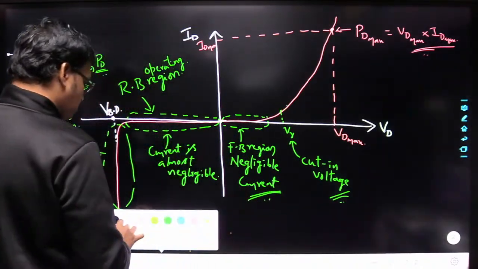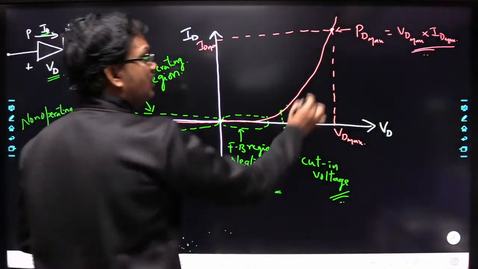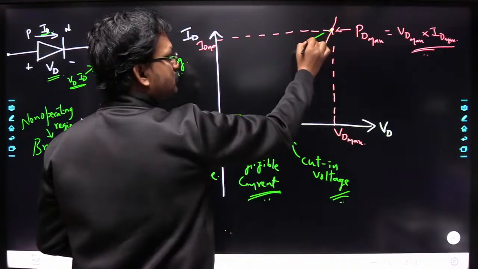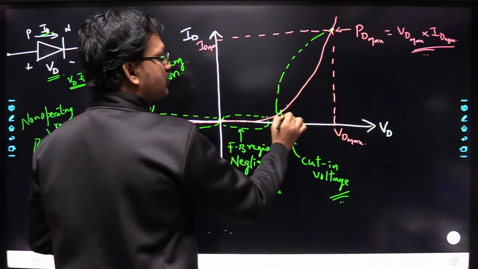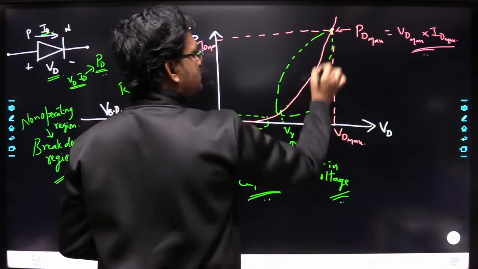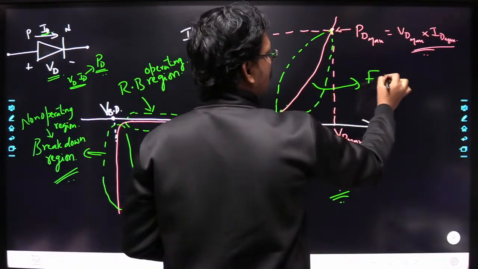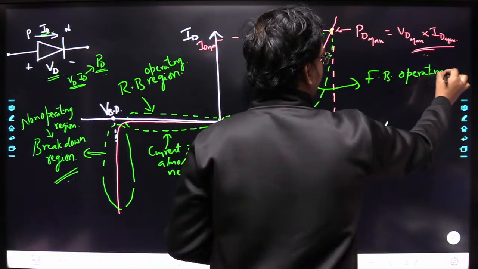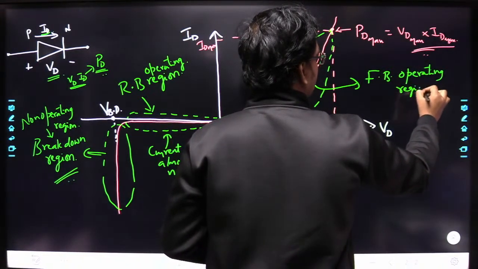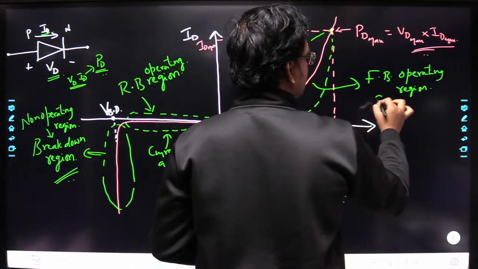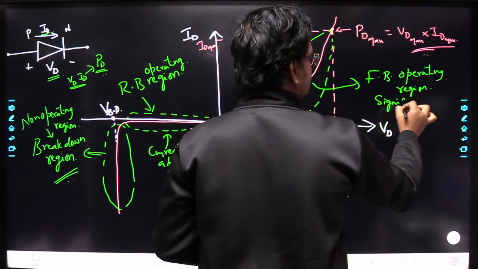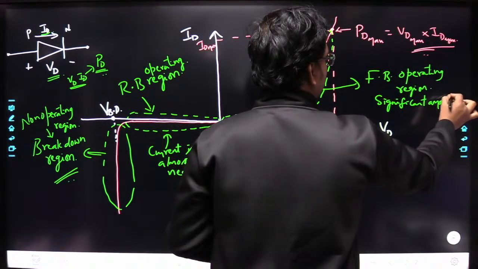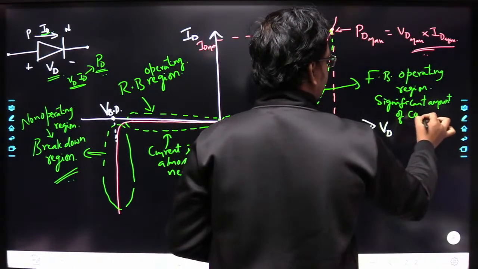Okay. So now from here to here, okay. So this is also the forward bias operating region. But what is happening here? A significant amount of current will flow.